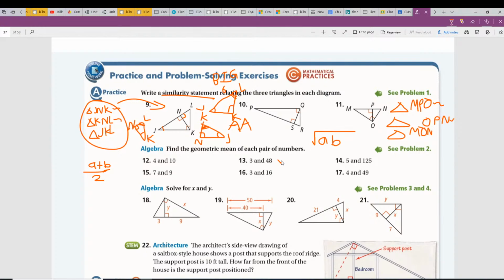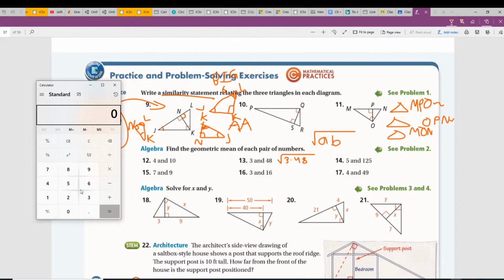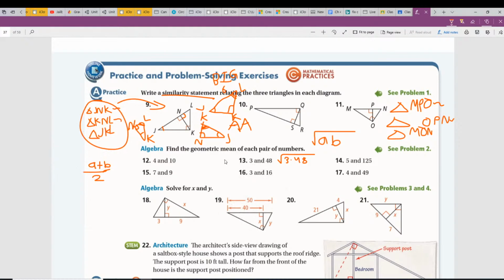So we have these two numbers, 3 and 48. So we're going to multiply. Let's get out our calculator and start multiplying these numbers. 3 times 48 is 144, and the square root of that is 12. So the geometric mean for this one is 12.